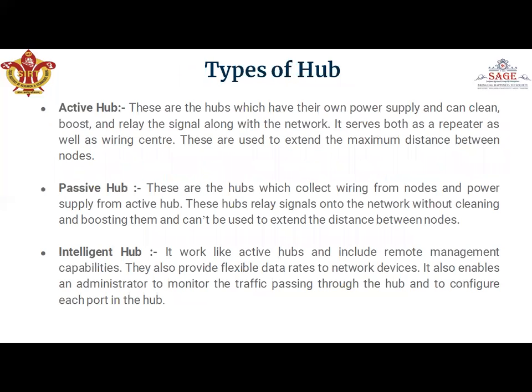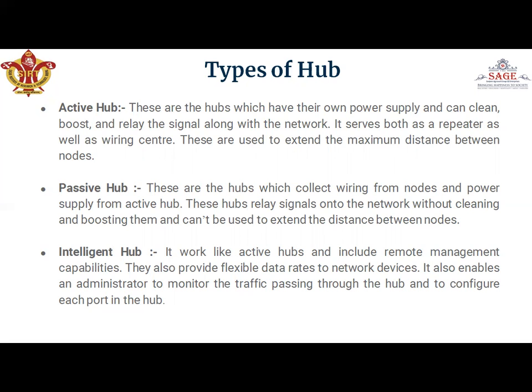There are three types of hub: active hub, passive hub, and the third one is intelligent hub. So as we have seen in the definition, first we will discuss the active hub. These are the hubs which have their own power supply and can clean, boost and relay the signal along with the network. Means they have their own power supply, they can clean and boost themselves. It serves both as a repeater as well as a wiring center. They are used to extend the maximum distance between the nodes.